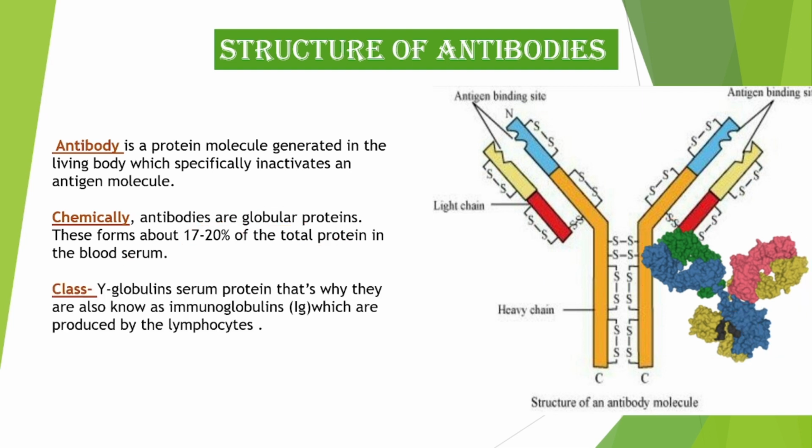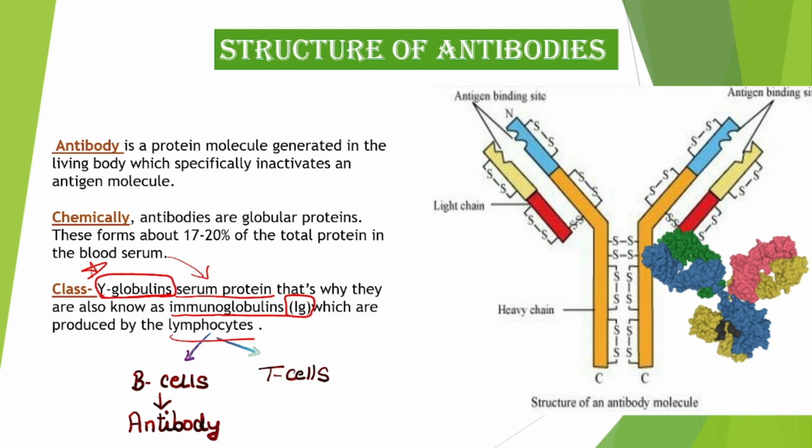Now these antibodies belong to the class of gamma globulin serum proteins. They are found in the serum, but the class is gamma globulin serum protein, and that is the reason why the name is given immunoglobulins. In short, we can represent it as Ig. These immunoglobulins are produced by the lymphocytes. We already know there are two types of lymphocytes, B cells and T cells. So B cells are producing antibodies.